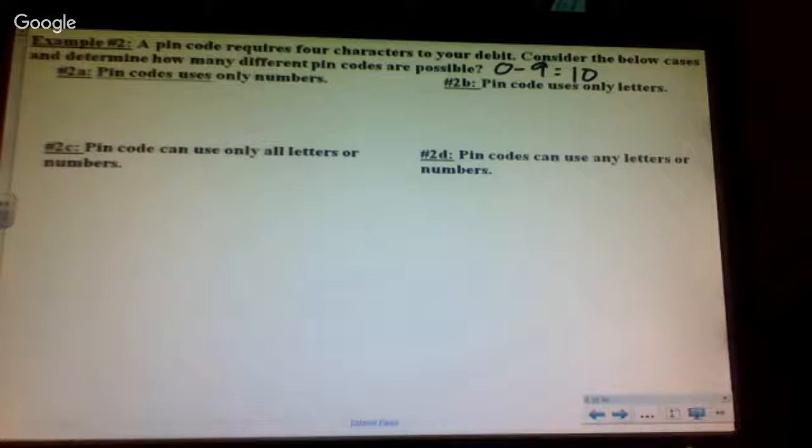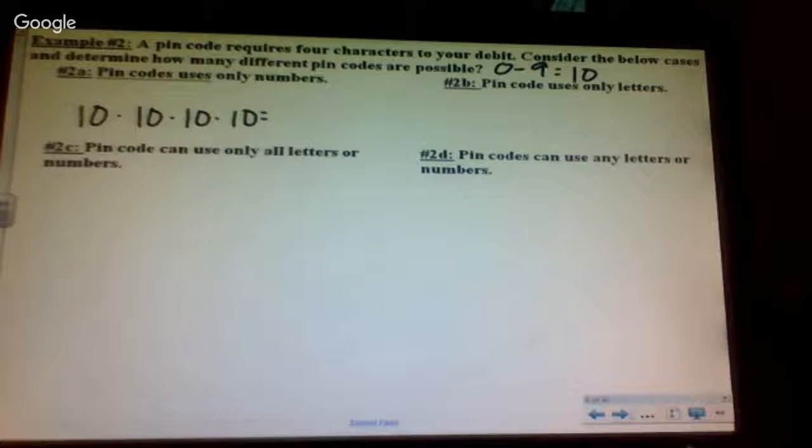Okay, slow down. Think for a second. You just told me I have 10 options for my digits, 0 through 9. So the first number that I plug in, I have 10. The second number I plug in, how many options do I have? 10. Times 10 times 10.